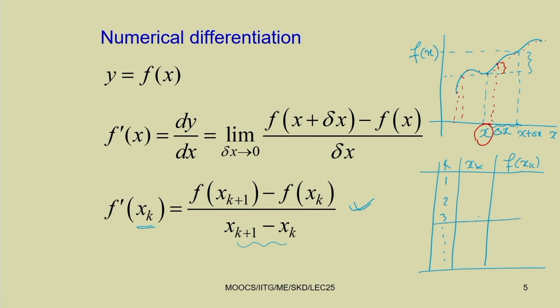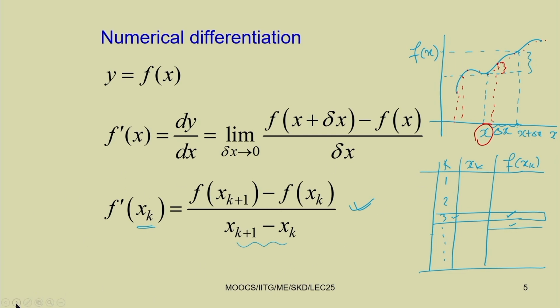Let us take the third position, for example. We know this value, so we can find f dash x k will be equal to f x k plus 1. If this is x k, then this will be x k plus 1. So we will find the value at x k plus 1, then subtract the x k value. That gives the difference f x k plus 1 minus f x k by x k plus 1 minus x k. This is the interval you are taking. That way it can be defined, and from this we can numerically find the differentiation.